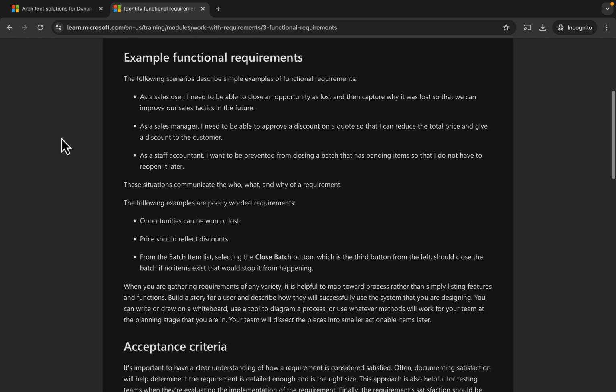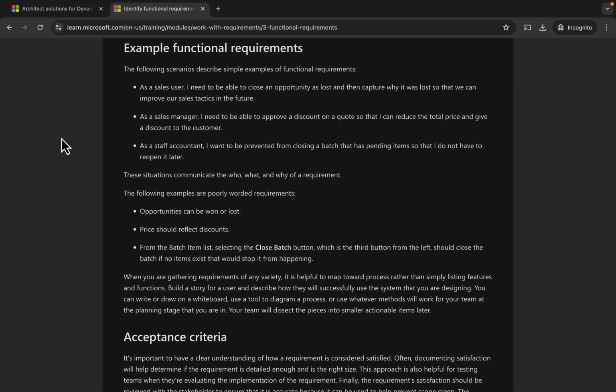Example functional requirements. The following scenarios describe simple examples of functional requirements. As a sales user, I need to be able to close an opportunity as lost and then capture why it is lost so that we can improve our sales tactics in the future. As a sales manager, I need to be able to approve a discount on a quote so that I can reduce the total price and give a discount to the customer. As a staff accountant, I want to be prevented from closing a batch that has pending items so that I don't have to reopen it later. These situations communicate the who, what, and why of the requirement.